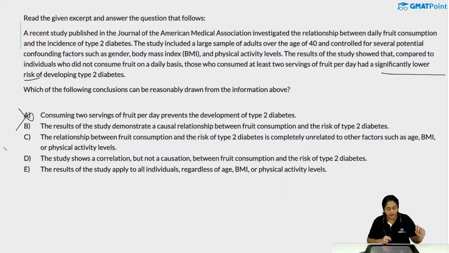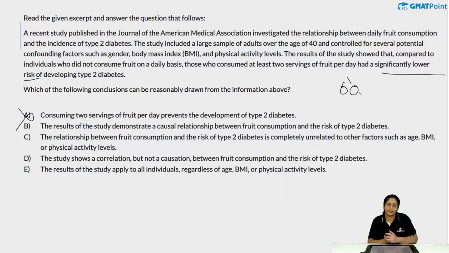The results of the study demonstrate a causal relationship between fruit consumption and the risk of type 2 diabetes. What the study found was that A and B occurred together. Eating fruit and lesser risk of diabetes occurred together. Now, if two things occur together, we can think that A is causing B or B is causing A, or there is a common factor which is causing both of those things.